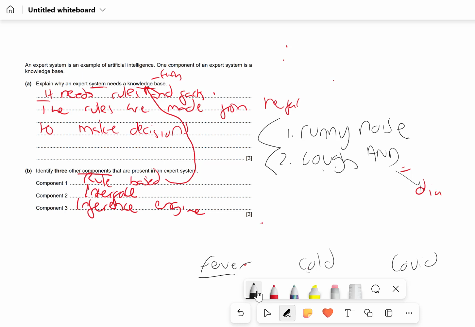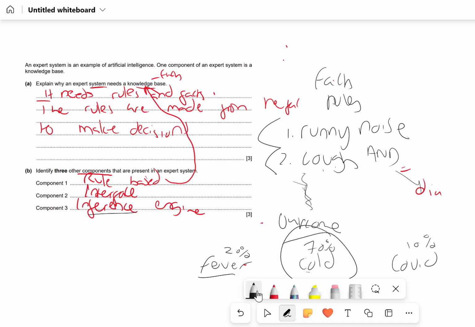And it'll give a probability that I've got a fever. It's going to be low, like 20%. This is going to be like 70% and 10%. And that's because there are no other real symptoms. If there are no other real symptoms, the likelihood is I've only got a simple cold. So the inference engine matches the facts against the rules to give a possible outcome and diagnose me with that. So an expert system needs rules, it needs an interface, it needs an inference engine, and it needs the facts, the knowledge base. Those are all components of an expert system. And remember, an expert system is a type of narrow AI.